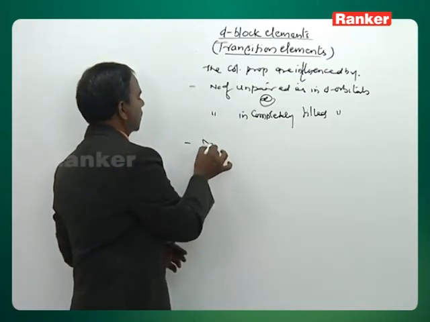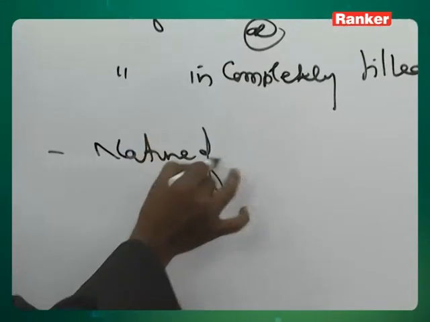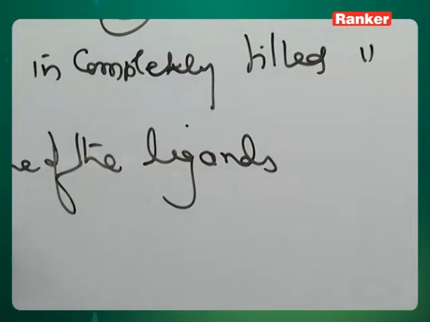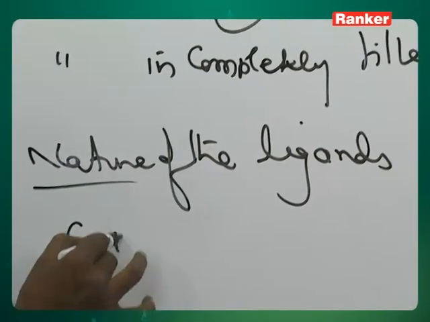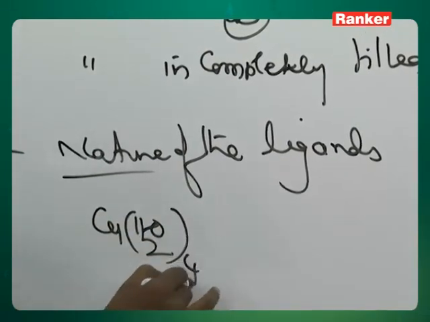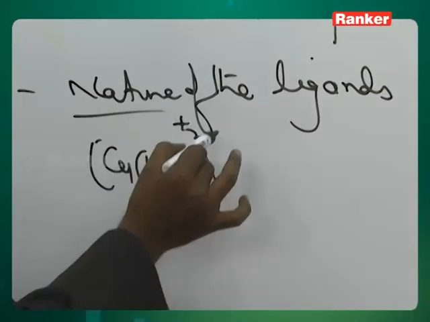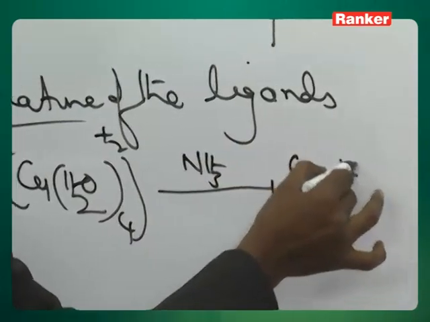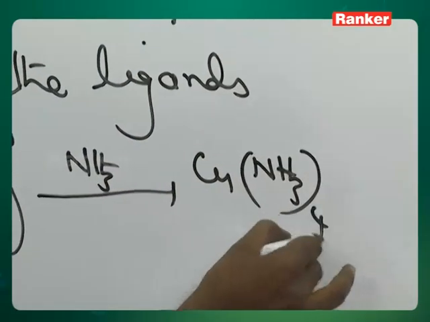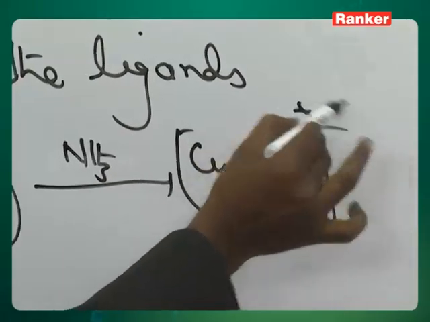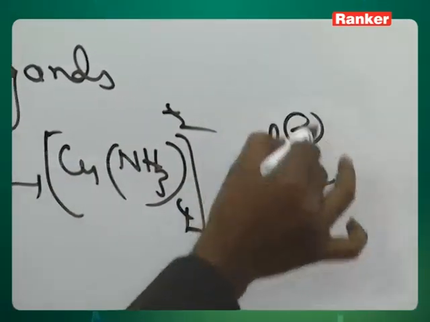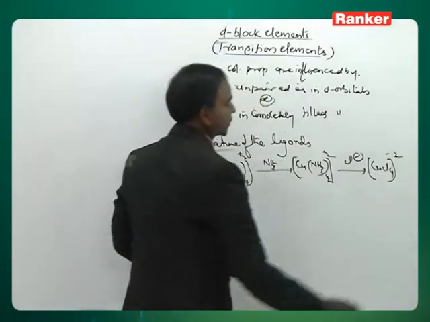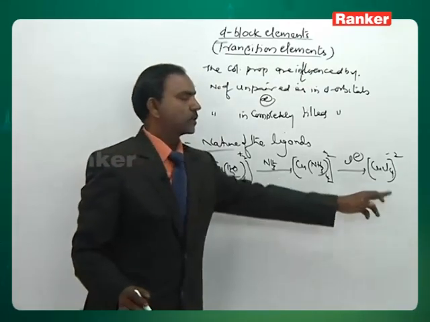Second factor, nature of the ligands. Now consider copper. I am writing 3 examples here. Cu(H2O)4 2+, the copper tetraaqua complex. Then you substitute with an ammine ligand, Cu(NH3)4 2+, again plus 2. And you can also take chloride, CuCl4 2-. This is the aqua complex, ammine complex, chloro complex.